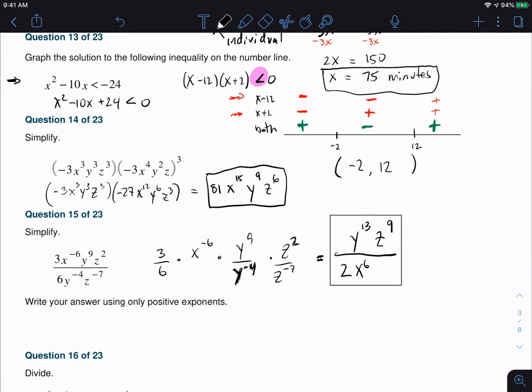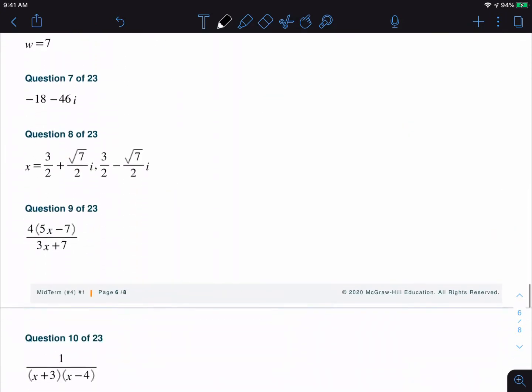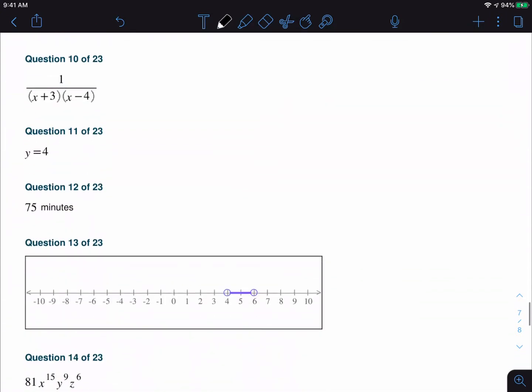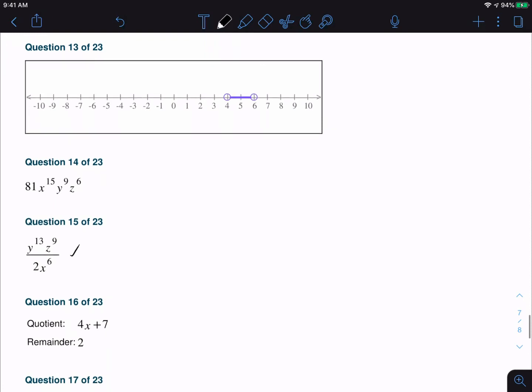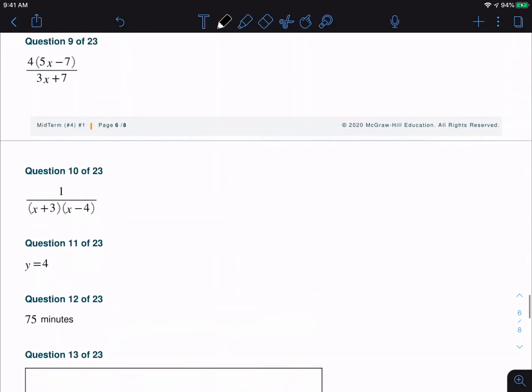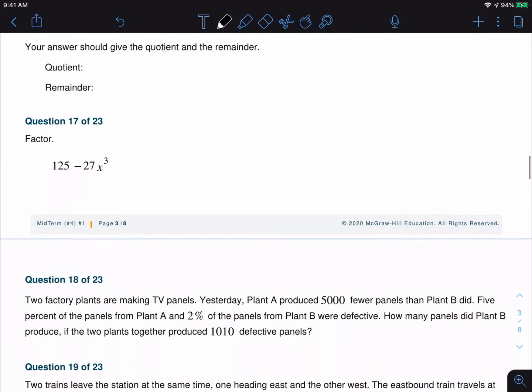Okay. Again, I want to show this to you so you can see. I also attach the answers here so you guys can see all the answers to these problems. And you can see, right, y to the 13th, z to the 9th, 2x to the 6th, that's that problem. And that's exactly what we got. All right, let's go back.